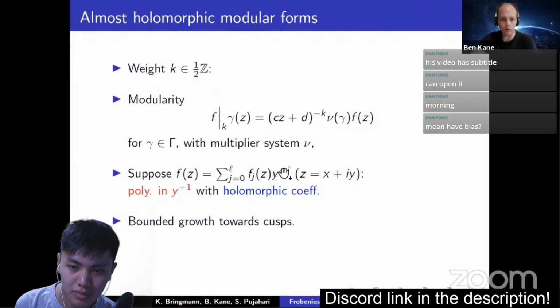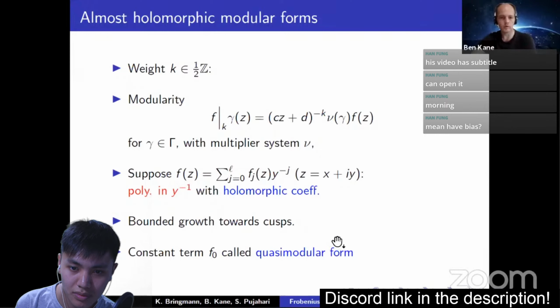So it's almost holomorphic, which is why this name is given. And some people call it nearly holomorphic, depending on the literature. And the constant term, the f0, is what we call a quasi-modular form.